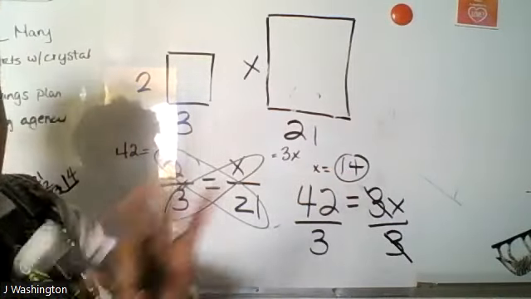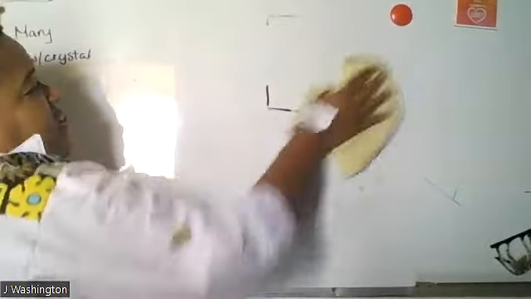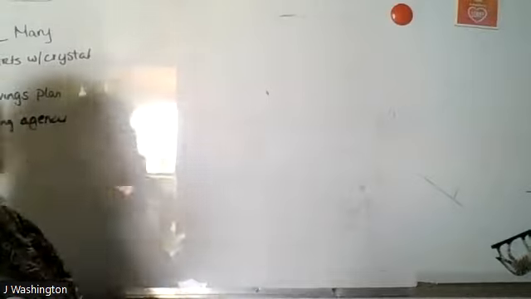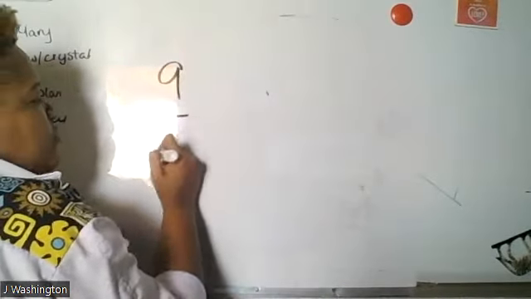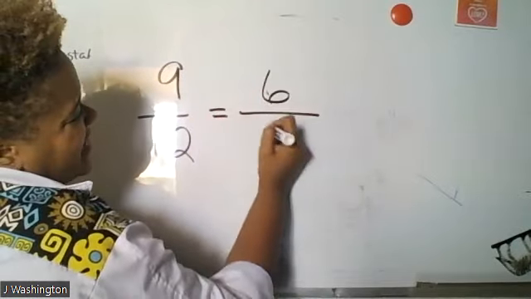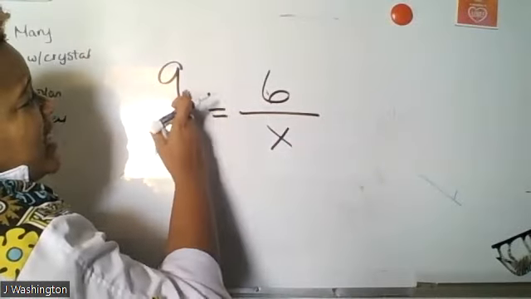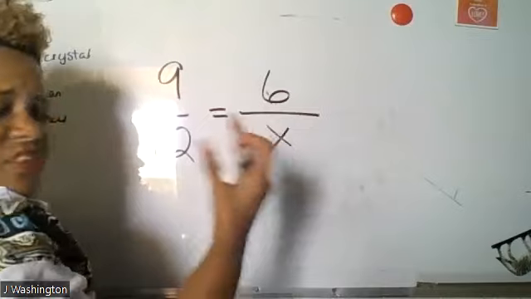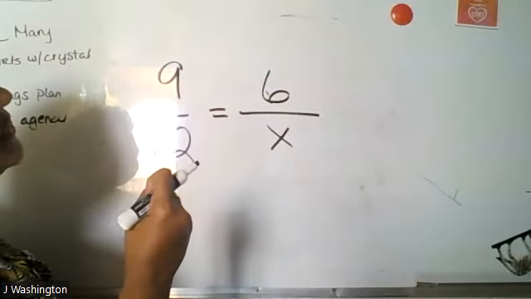I know that's a lot of writing, so let's go ahead and do this one again. We're going to slow it down and make it easier, okay? So that was just the introduction. Let's try 9 over 12 equals 6 and it's unknown. We know 9 and 6 are together, but this 12 and x, right?